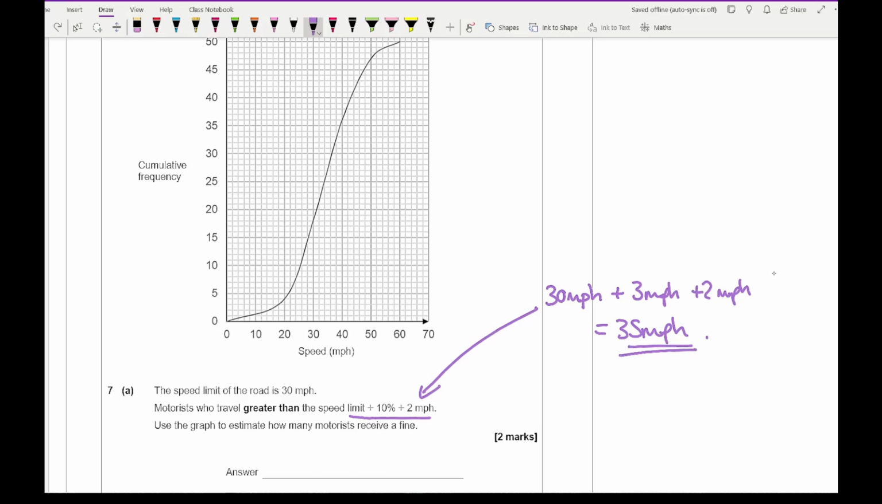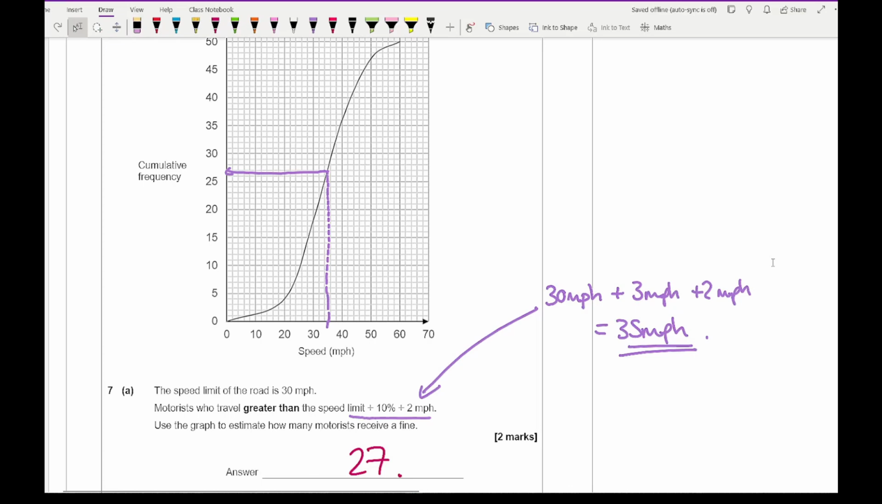So what I need to do is find 35 on the horizontal axis, which is about there. Draw a vertical line going up from 35. I know that's not straight, but it gets to that point. And then as soon as it hits the curve, you want to project across. And I make out that number to be roughly around about 26, 27. I'd say roughly 27.